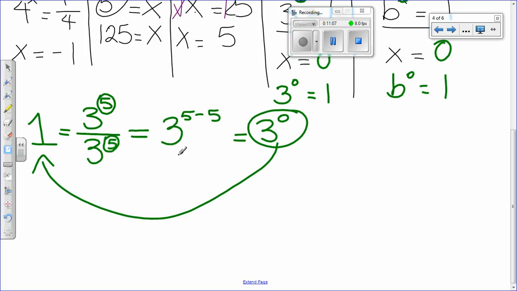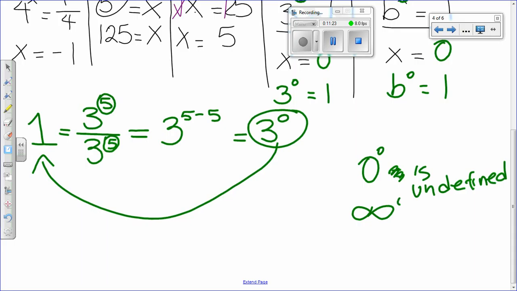And so that works for any base except for which one? 0. 0 to the power 0, actually, it's not equal to 1. It's just undefined. Or even things like infinity to the power 0, still undefined. That's why when I want to say everything, I try to catch myself and say almost everything. All right, next slide.